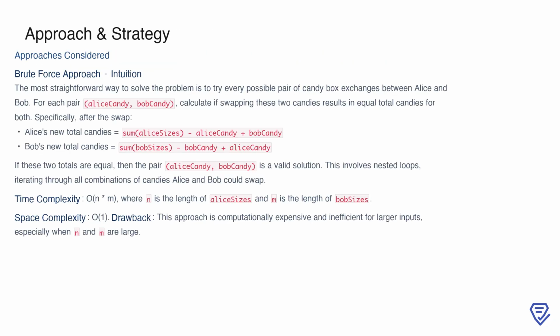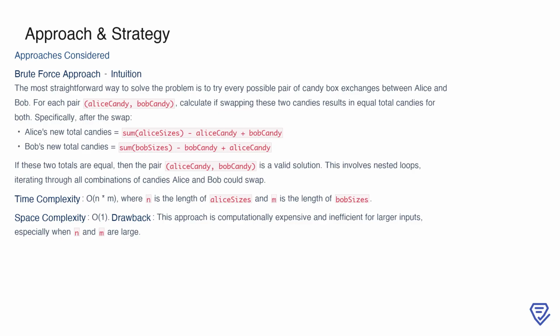To solve the fair candy swap problem, the first approach we might consider is the brute force method. Here, we would systematically try every possible candy pair that Alice and Bob could exchange. For each pair, we calculate the new total candies for both Alice and Bob after the swap. Specifically, Alice's new total would be her current total minus the candy she gives up, plus the candy she receives from Bob, and we do a similar calculation for Bob. If these new totals are equal, we've found a valid solution.